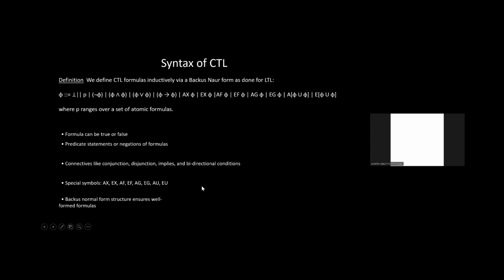In summary, computational tree logic is a formal logic system used for specifying and verifying temporal properties of a system. It provides a rich set of logical operations and temporal operations to express conditions that must hold at different points in time. Thank you.